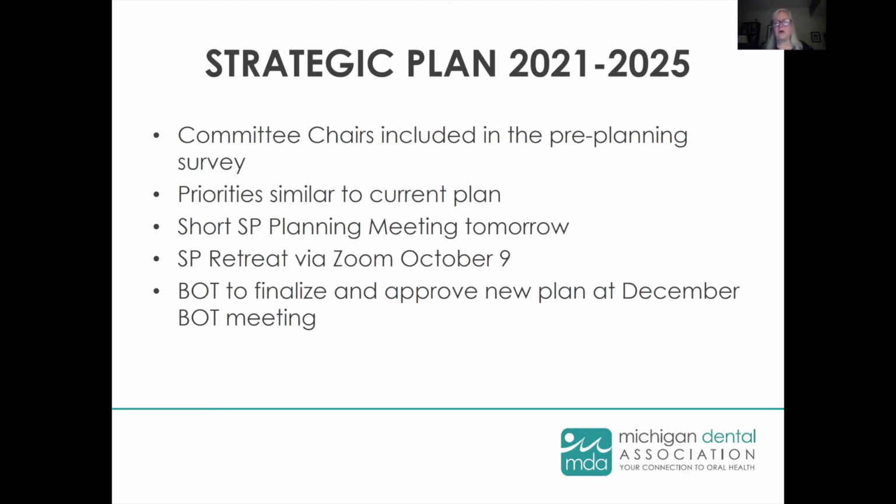Now you saw 2020 is the year that we come to the end of that plan, and every 4 years we undertake a more thorough strategic planning process. So committee chairs were included in the pre-planning survey that we did this year. I will say that we're right in the middle of the process, and it appears that the priorities are going to be similar to what we have in our current plan.